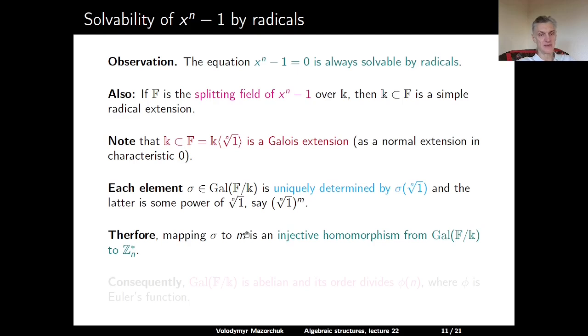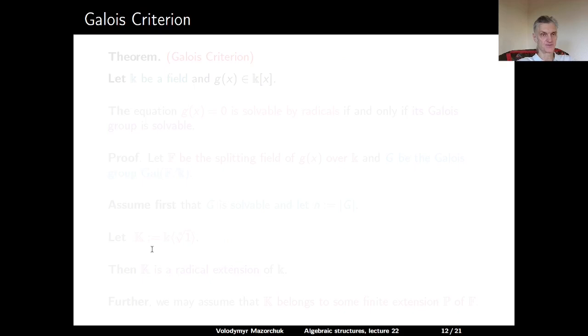Now, mapping the element sigma to m is an injective homomorphism from our Galois group to the group of invertible elements of the ring Z_n. This means that our Galois group is abelian because it embeds into an abelian group, and its order divides the cardinality of the group of invertible elements in Z_n, and that group has cardinality phi of n, where phi is Euler's function. So this is our discussion of solvability of x^n - 1 by radicals.